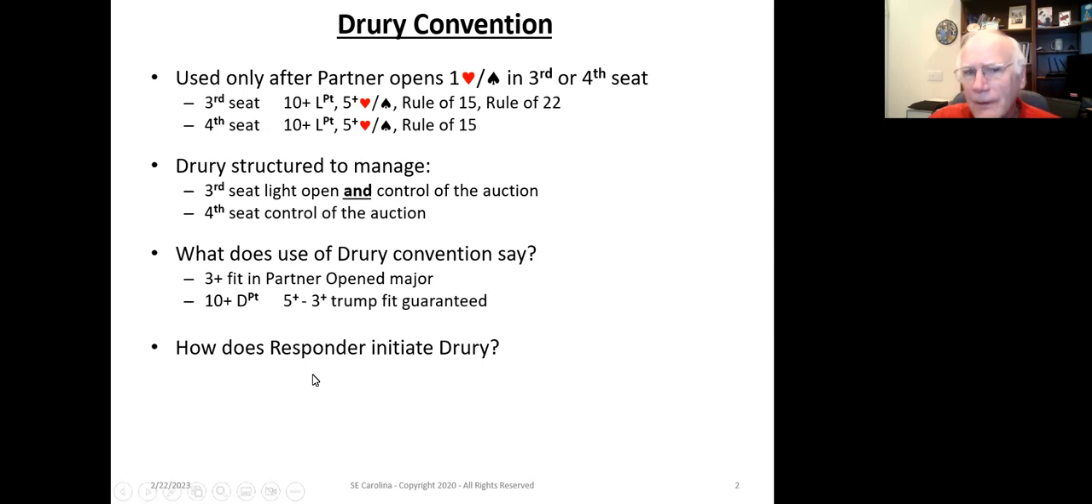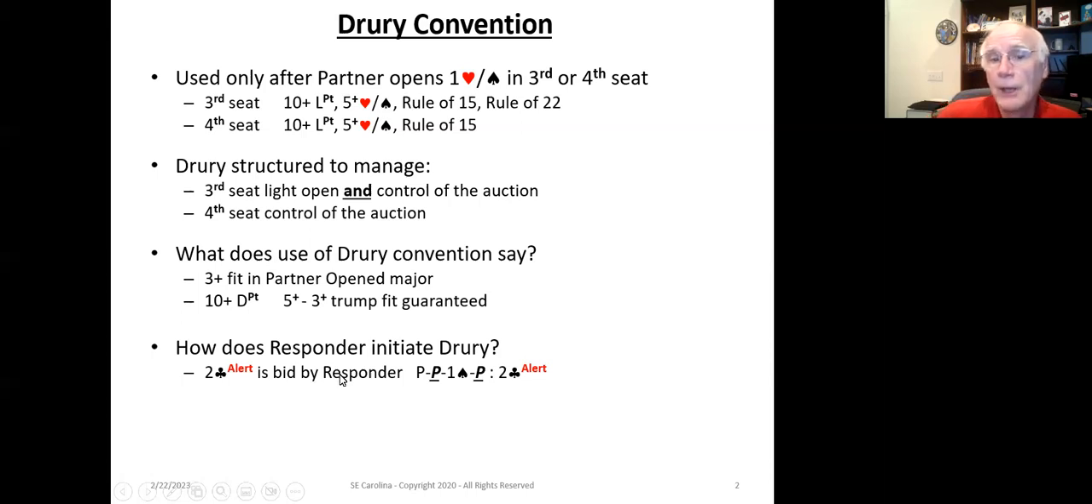Okay, now how does the responder initiate Drury? Really easy. What the responder does is bid two clubs. If the bidding is pass, pass, you're in first seat, and your partner opens one spade, and the opponent next to the opponent passes, and you bid two clubs, that's an artificial bid. It doesn't say anything about clubs, but it says, hey partner, I've got 3 plus cards in the suit you just opened and 10 plus points.